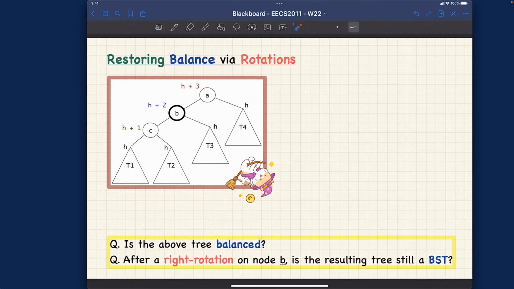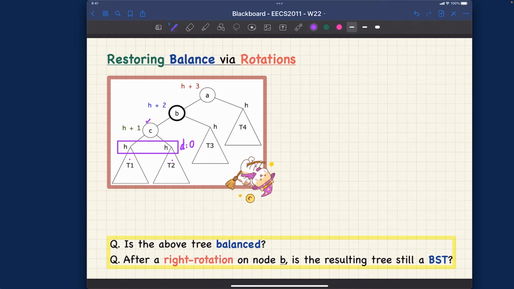We'll see. Two questions for us to go over quickly. Is the above tree balanced? That's a very important question. In order to check it, you want to check every internal node for the heights of its two children. Let's take a look. For example, for this node over here, is it balanced? Indeed, it is. If you look at the heights of the two children, the subtrees T1 and T2, the difference is simply 0. h minus h is just 0.